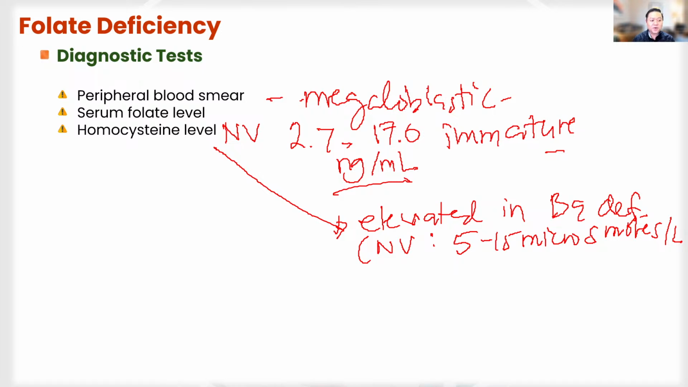All right, so those are the peripheral smear, the serum folate level, and also the homocysteine level. Those are the diagnostic tests for folate deficiency. Now, when we are going to treat this patient, well, of course, we're going to expect that we're going to administer vitamin B9, right? Of course.